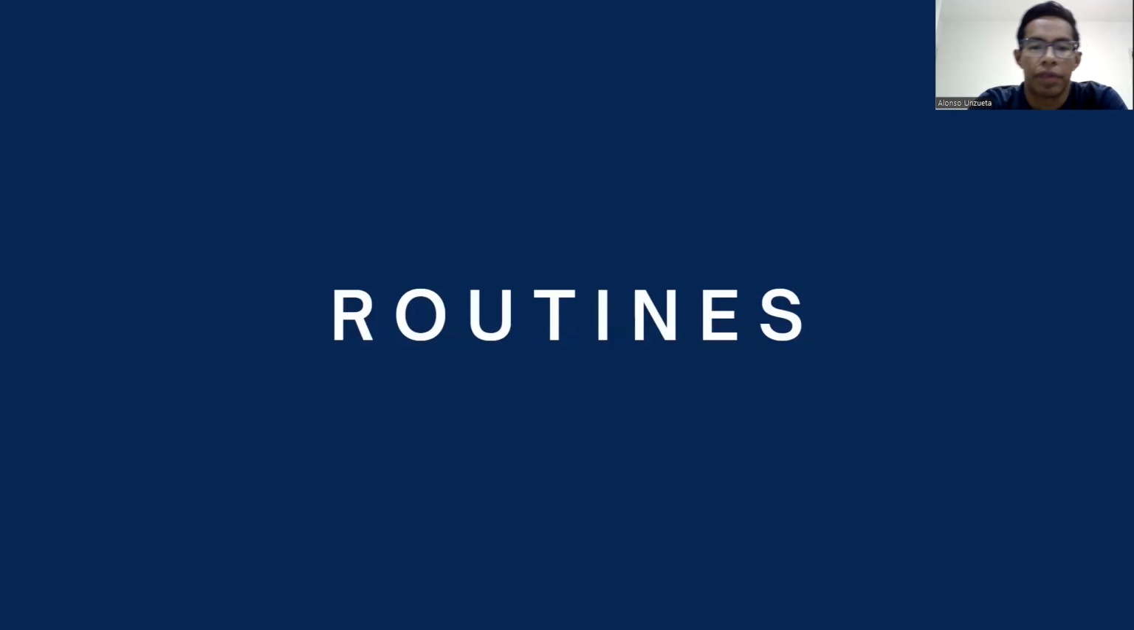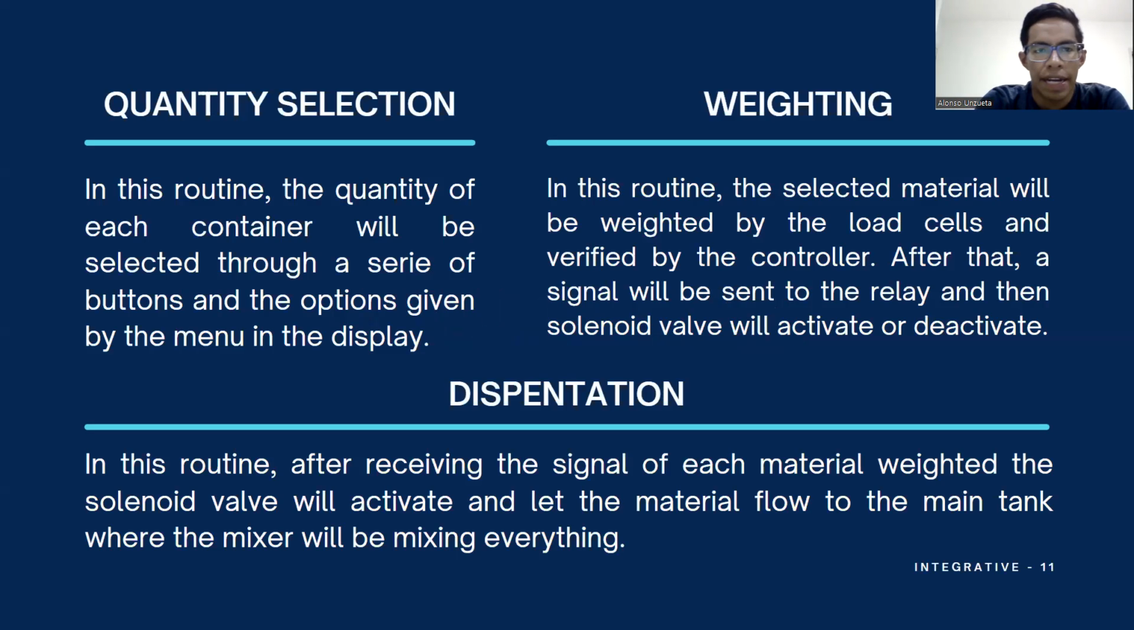Then we have some routines of our program. Our program is divided in three specific routines. The first one is the quantity selection. In this routine, the quantity of each container will be selected through a series of buttons and the options given by the menu in the display.